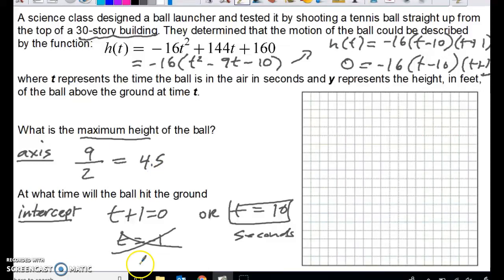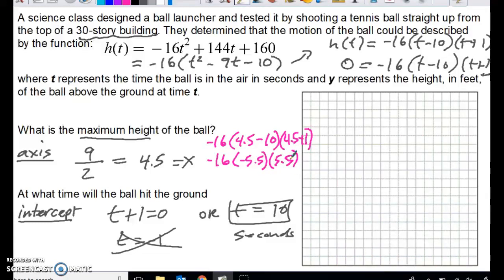4.5. Okay, so that's my x value. To find the vertex, I plug that in. Go ahead and plug that in now. It's going to be negative 16, and it's going to be 4.5 minus 10, sorry, minus 10, and 4.5 plus 1. Okay, so we have negative 16 times negative 5.5, it's positive 5.5.